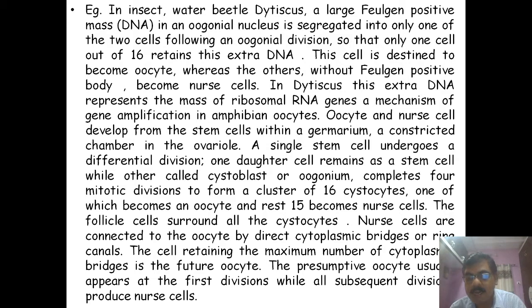The cell retaining the maximum number of cytoplasmic bridges is the future oocyte. The presumptive oocyte usually appears at the first division, while all subsequent divisions produce the nurse cells.